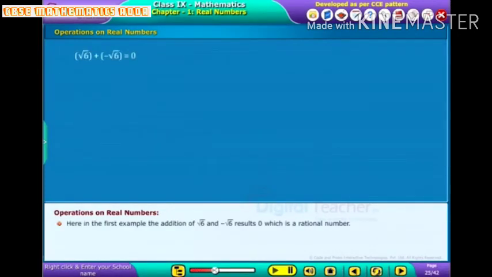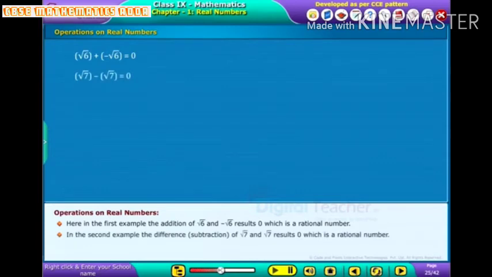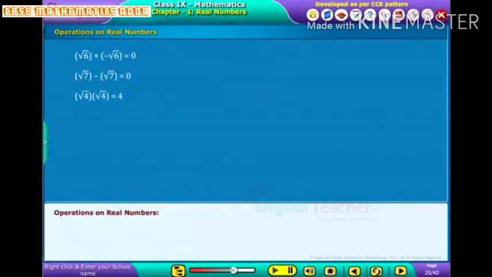Here, in the first example, the addition of root 6 and minus root 6 results 0, which is a rational number. In the second example, the difference or subtraction of root 7 and root 7 results 0, which is a rational number. In the third example, the product of root 4 and root 4 is 4, which is a rational number. Finally, the division of root 3 and root 3 is 1, which is also a rational number.